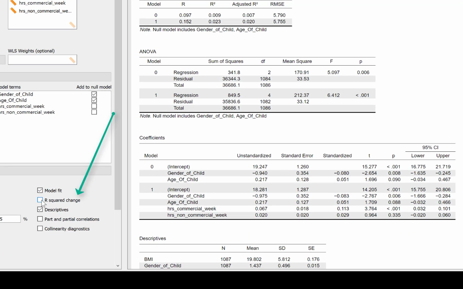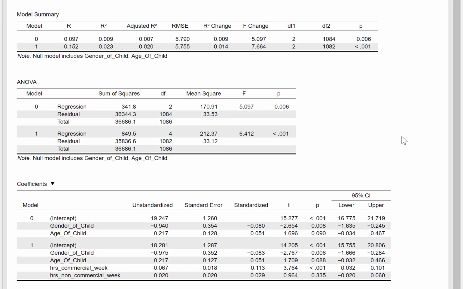Now if you click here, R squared change, it gives us much more information. So now we can see we've got an R squared change. This is the amount of variance that model 0, gender and age, predict. It's got an F statistic, degrees of freedom and a p-value. So age and gender predict a significant amount of variance in BMI. It's approximately 0.9% of variance, and we can report these statistics.